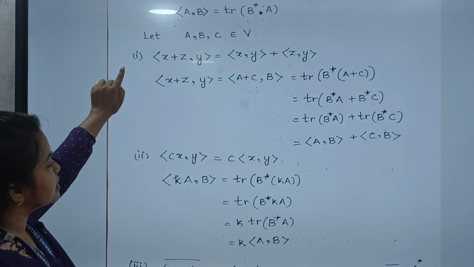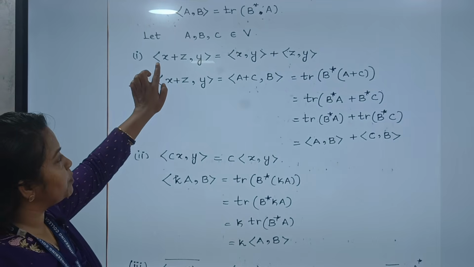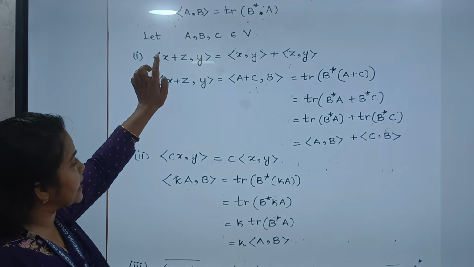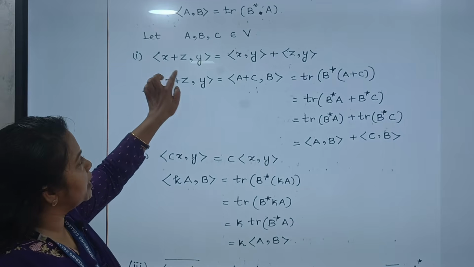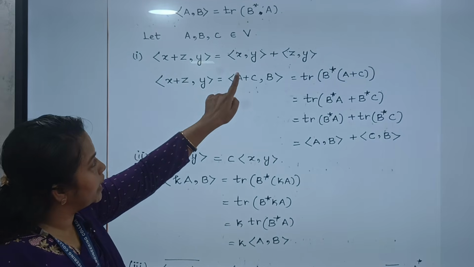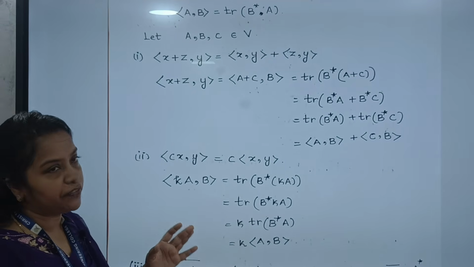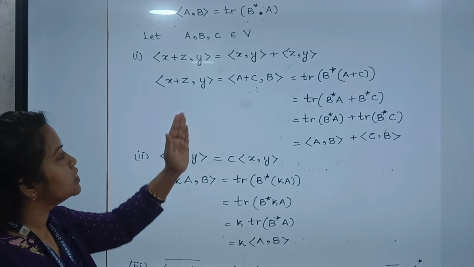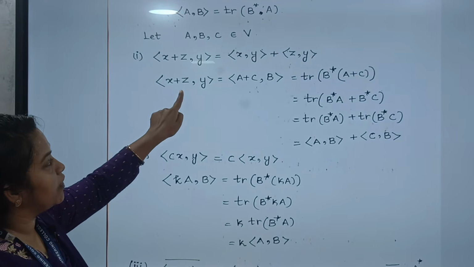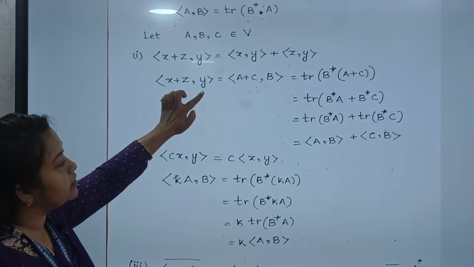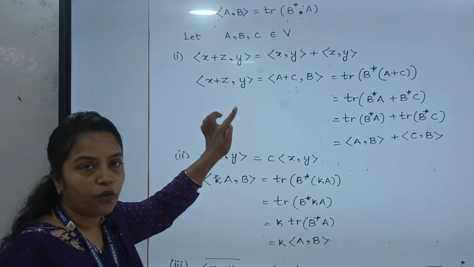Okay. So first definition. First I have written the definition: inner product of x plus z comma y is equal to inner product of x comma y plus inner product of z comma y. This is what I am going to prove. So I take the left hand side, inner product x plus z comma y. The format I have taken is not the one given in the question.